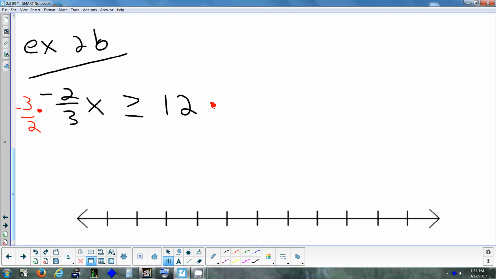Negative 3 over 2. As long as we know, like Connor said, 3 over negative 2, that's okay too. As long as you don't forget the negative, that's fine. What else do I multiply by that, Connor? By the 12.